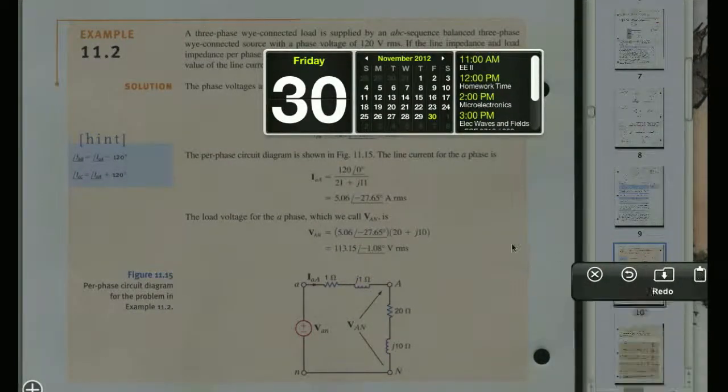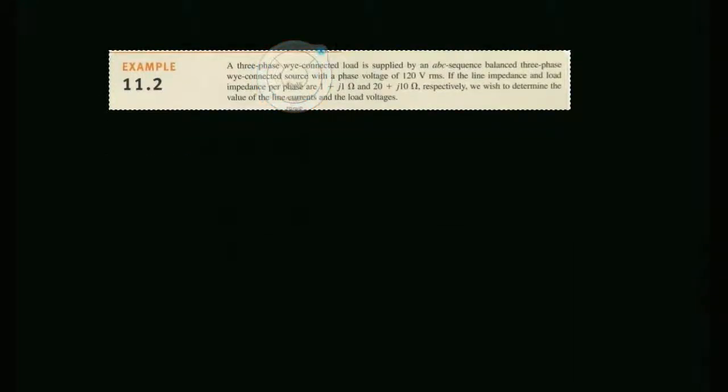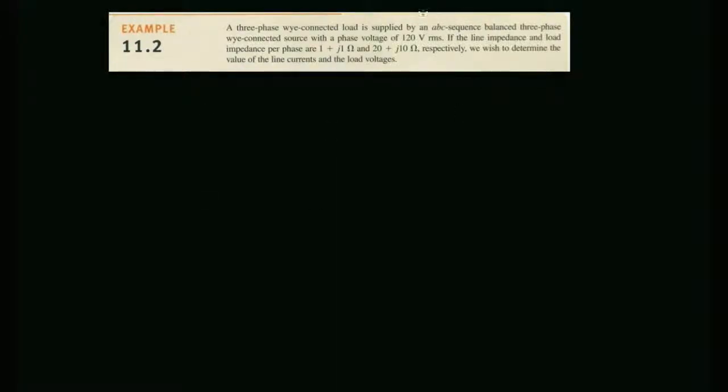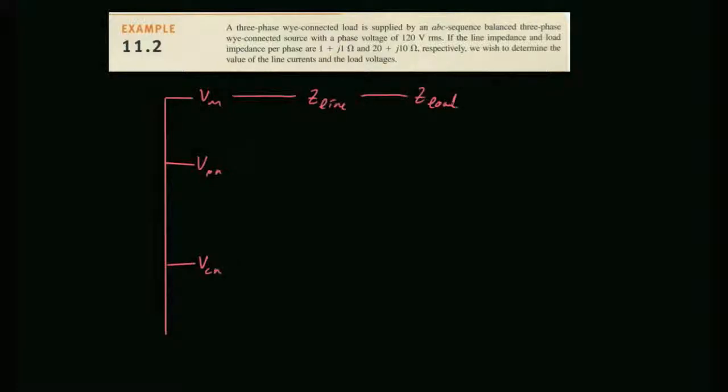So remember, especially with power systems, you actually have to consider the impedance of the line itself, right? You can't just talk about the impedance of the load. You also have to consider the impedance of the line that's delivering the load. So in this case, you've got your sources, you've got a line impedance, and you've got a load impedance. And it's the same line and the same load in each case.